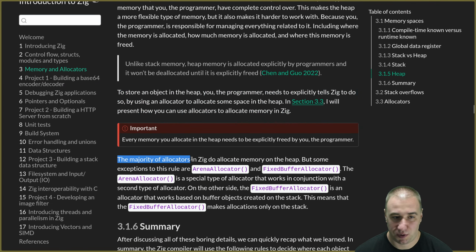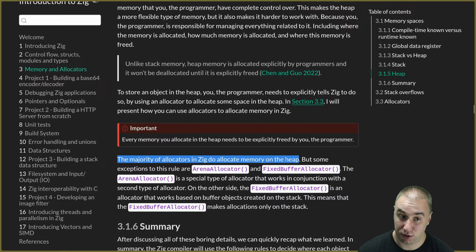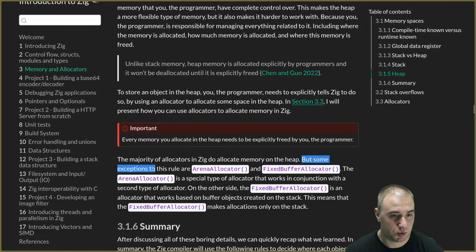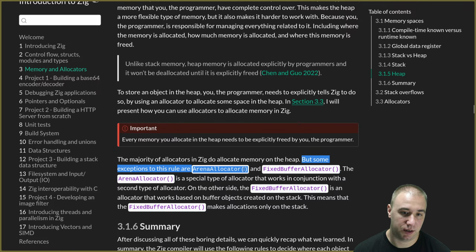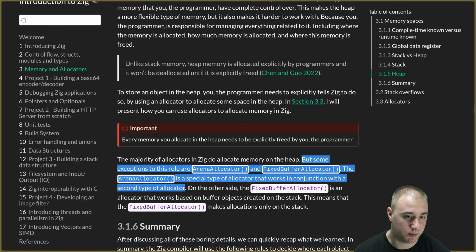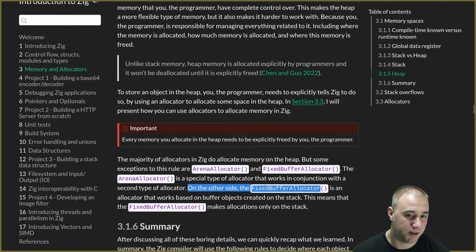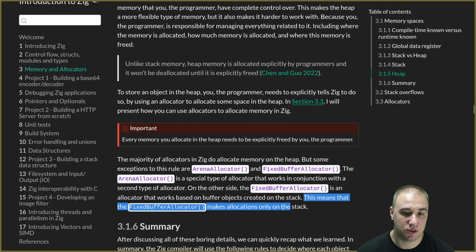The majority of allocators in Zig do allocate memory on the heap. Some exceptions to this rule are Arena Allocator and Fixed Buffer Allocator. The Arena Allocator is a special type of allocator that works in conjunction with a second type of allocator. On the other side, the Fixed Buffer Allocator is an allocator that works based on buffer objects created on the stack. This means that the Fixed Buffer Allocator makes allocations only on the stack.